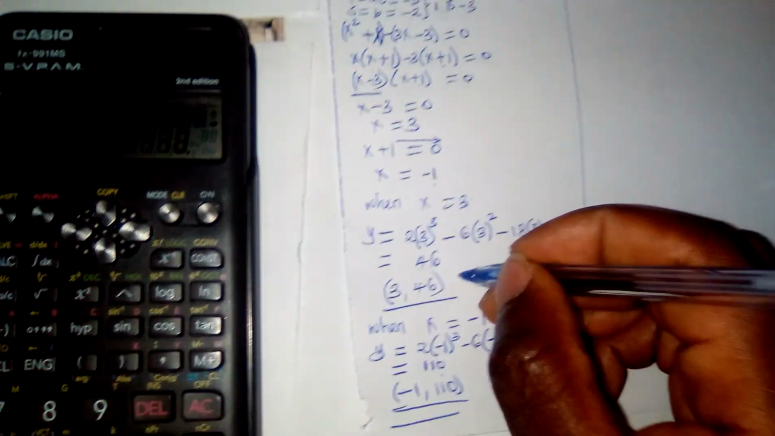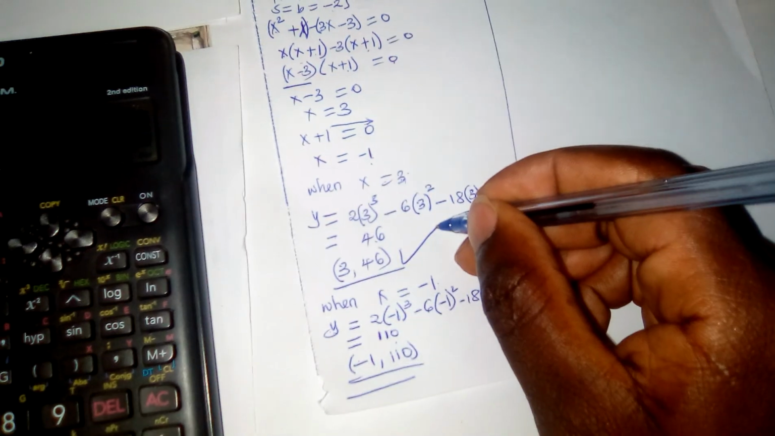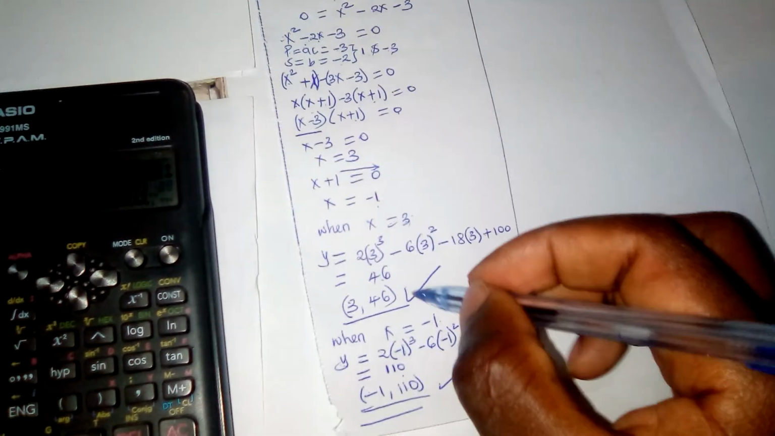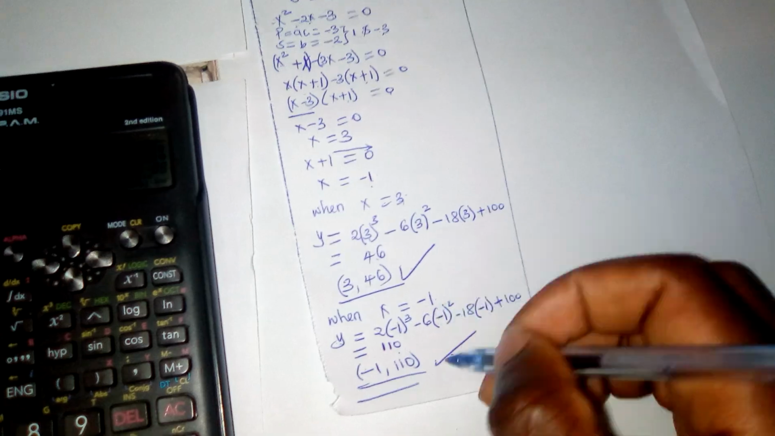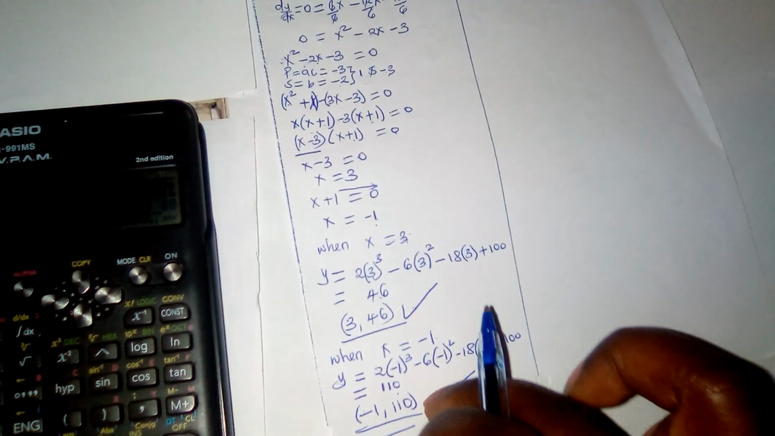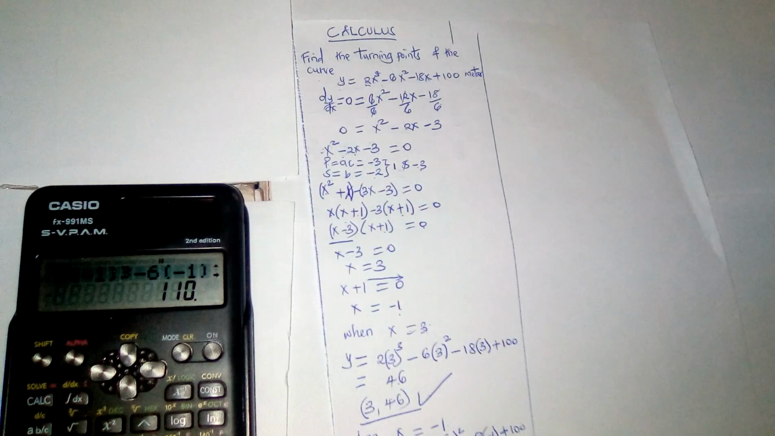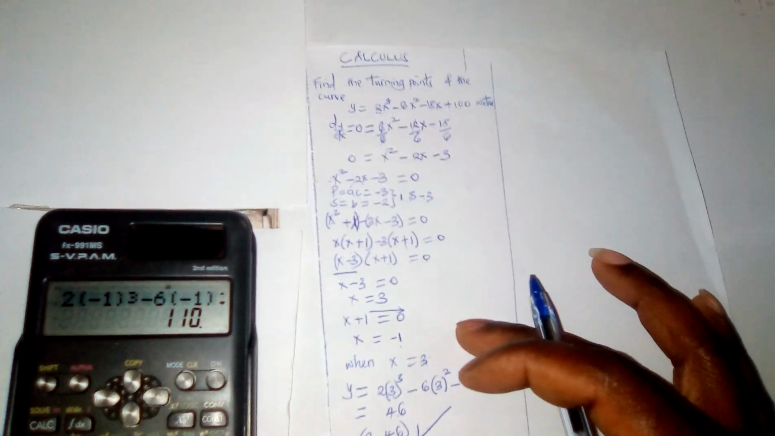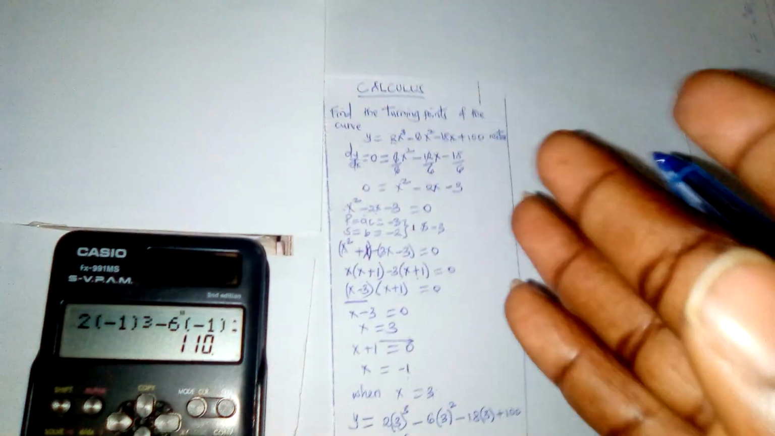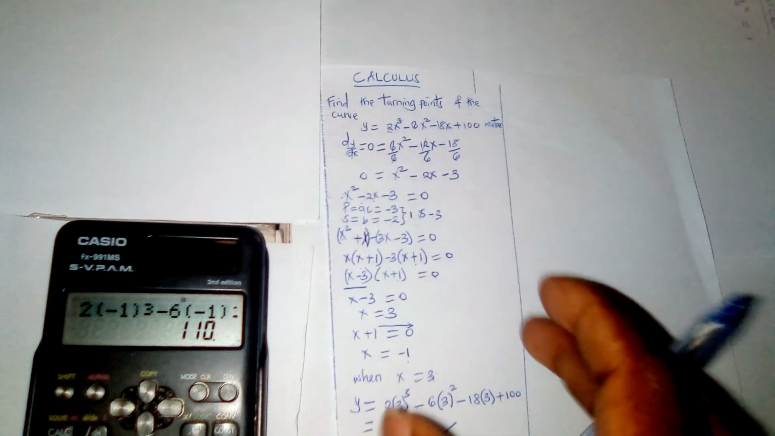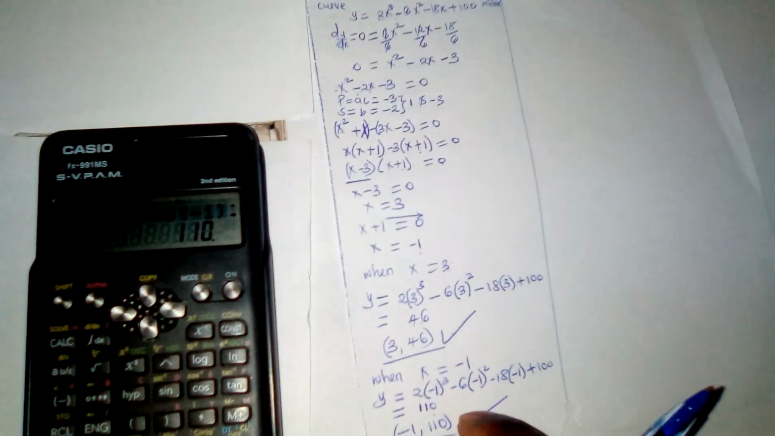And therefore, my first turning point is (3, 46). The second turning point is (-1, 110). So you are required to get both turning points, but not to fail on one, because when you don't write the second one, you will be missing 1 mark. So you are required to write both of them so that you can earn the full mark. This is a question that normally comes in section B specifically. It is very crucial because calculus normally comes in question 22, 23 or 24. It always ranges there, and it is a must.